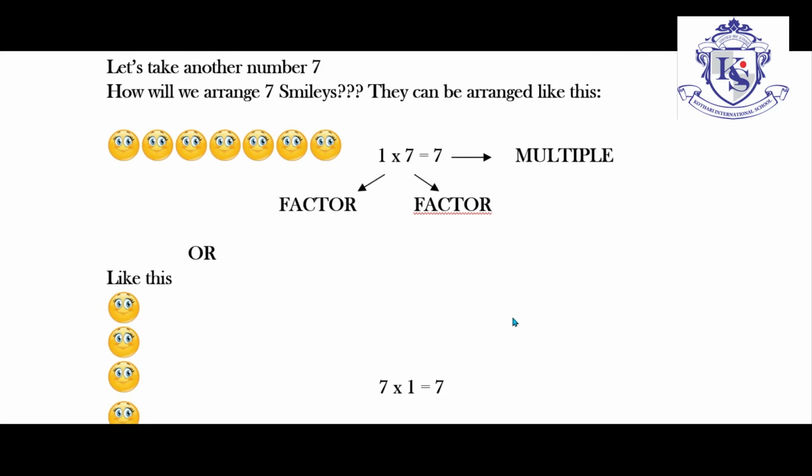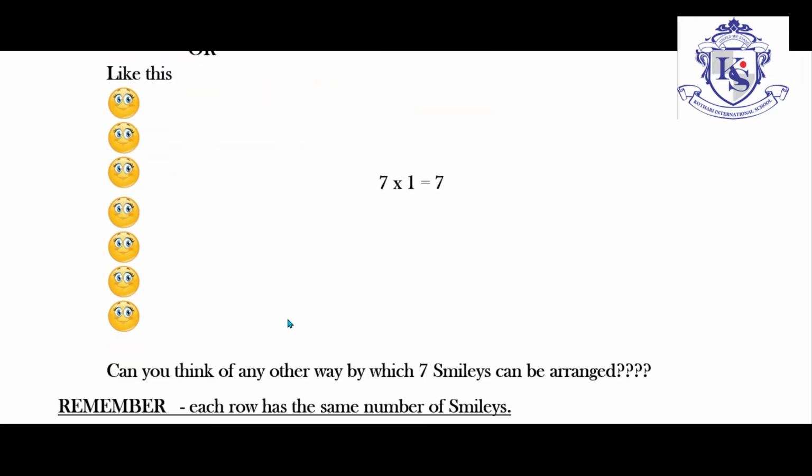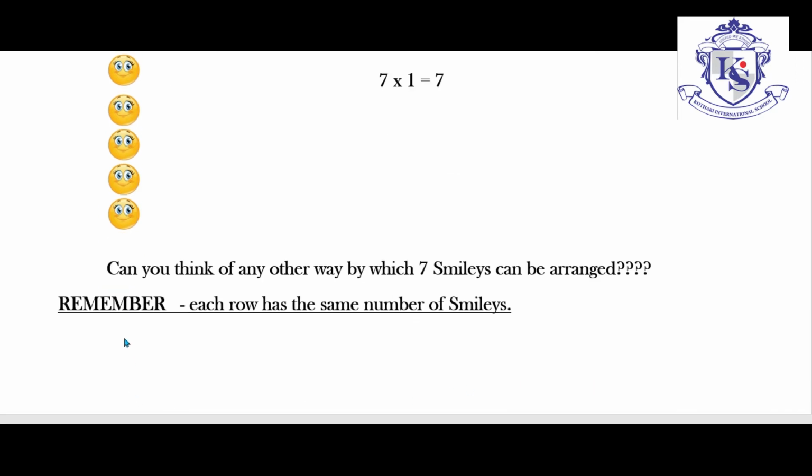So let's go further. Let us take another number. Let's take 7 smileys this time. Now let's arrange them again. Here I have taken only one row and I can place all the 7 smileys here. Or I can take 7 rows and I can take one smiley in each row. Yes? Can you think of any other way by which 7 smileys can be arranged? You got to remember that each row should have the same number of smileys. You can try it out. I don't think we can arrange 7 in any other way.